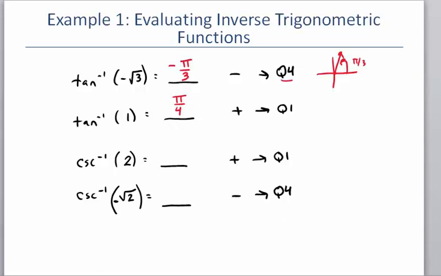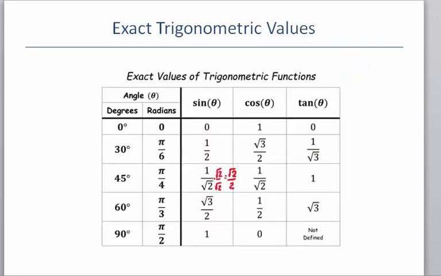So if cosecant is going to equal 2, then what this means is that the sine will equal 1/2. Remember that sine and cosecant are reciprocals, and 2 and 1/2 are reciprocals. So we're looking for a place where sine is equal to positive 1/2 in our chart. And so here we go, and the corresponding angle is pi over 6.